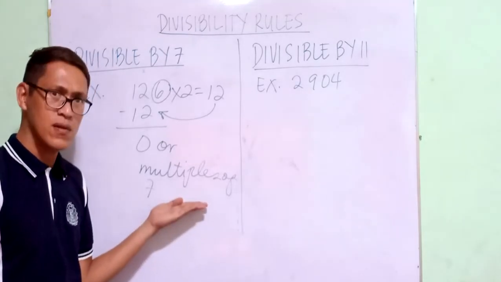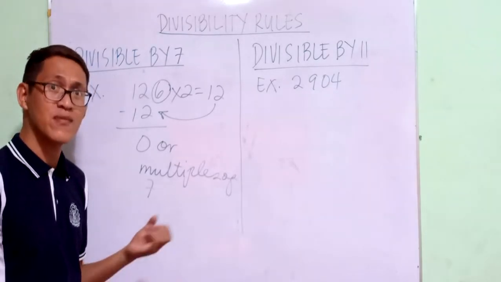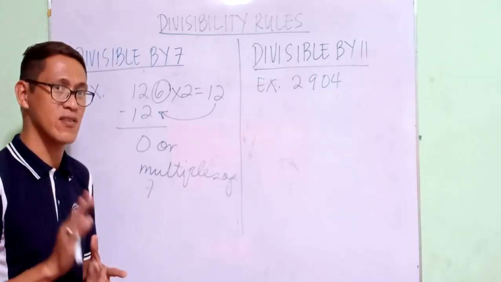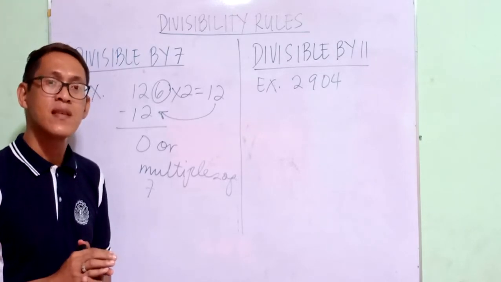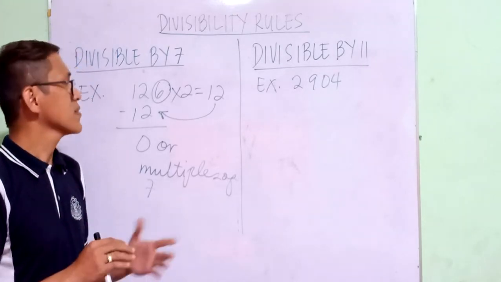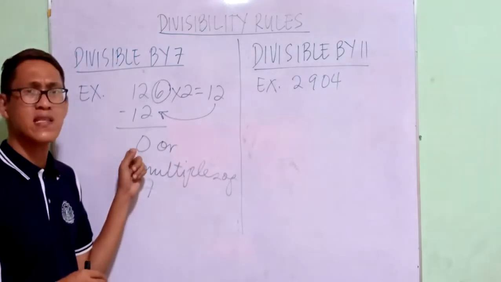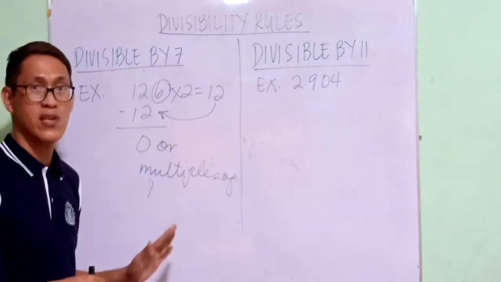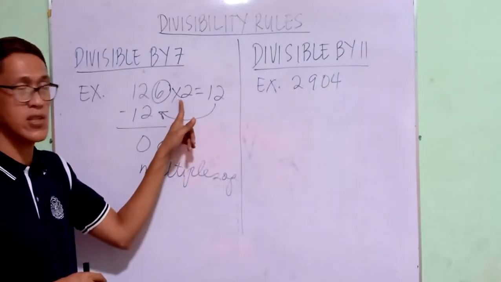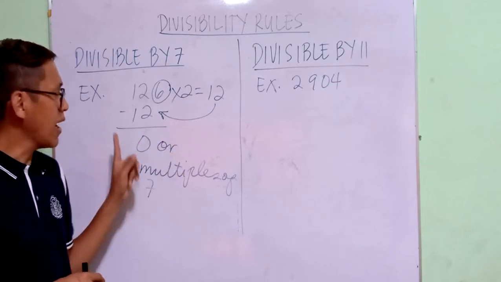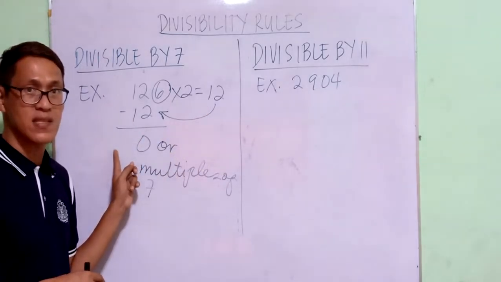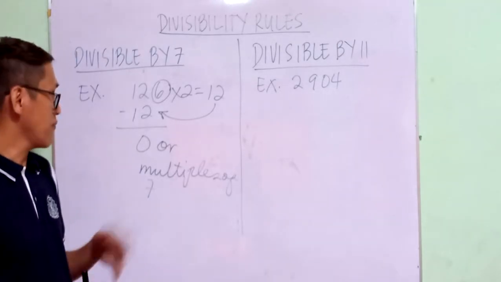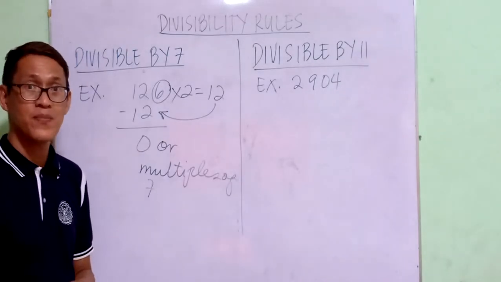Again, as a review, what are the multiples of 7? You have 7, 14, 21, and so on. Very good. You should remember our lesson in the previous video. Now, reminder, if the difference here still has a lot of digits, just continue the same procedure. Multiply by 2 the last digit, then subtract from the remaining digits until you get a smaller difference. Again, the answer must be 0 or multiples of 7, for you to know if the number is divisible by 7.